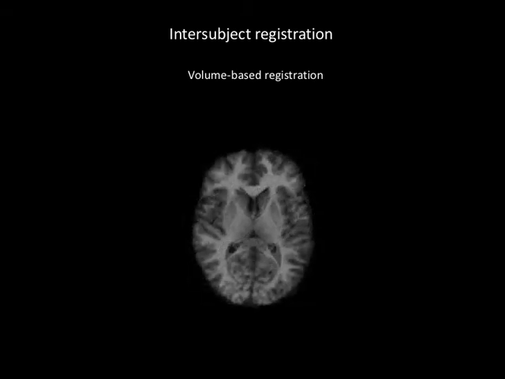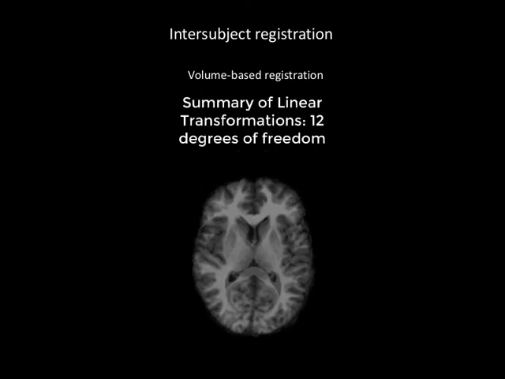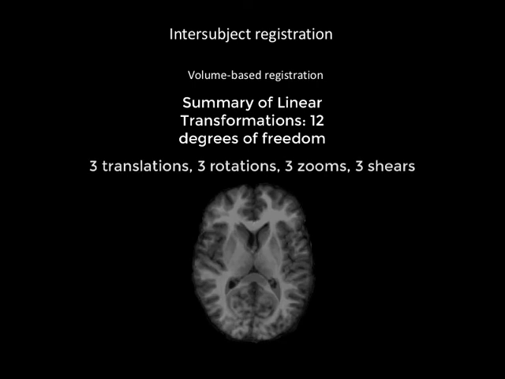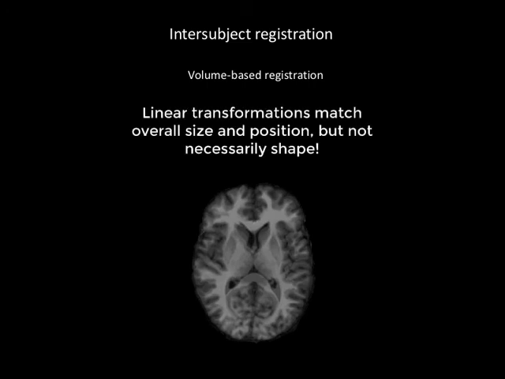So these are the linear transformations you can do. There's 12 degrees of freedom, 3 for each of those that I just pointed out. It's called an affine transformation. And that's good for trying to match up the size and position, but not necessarily the shape, which is important when you're trying to register one surface to another.